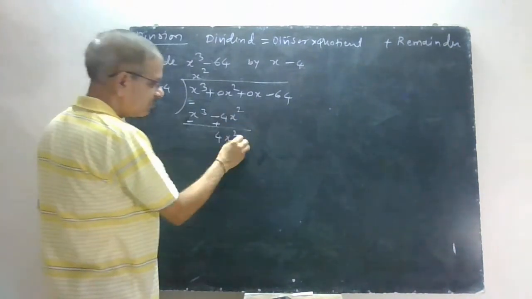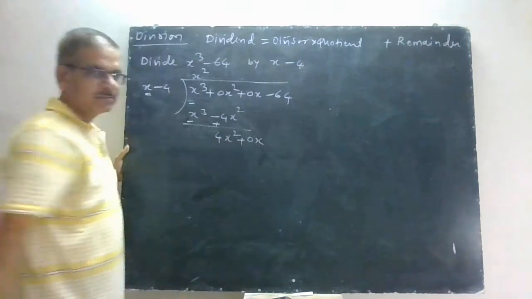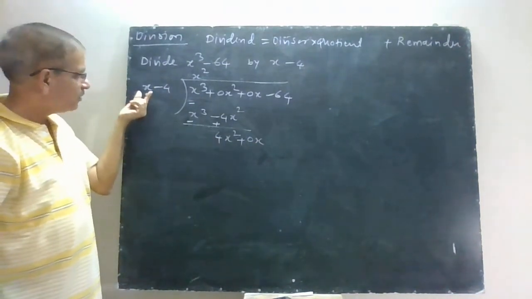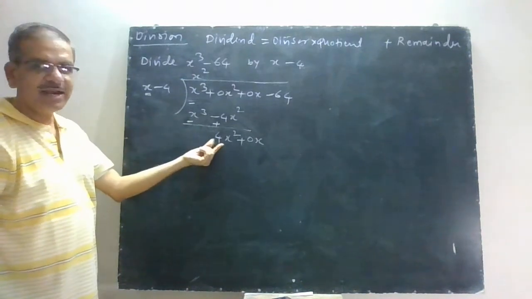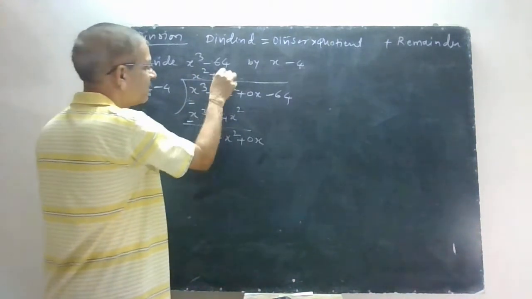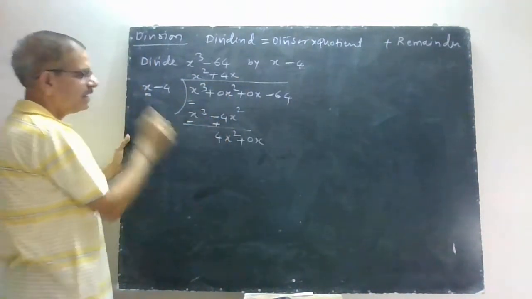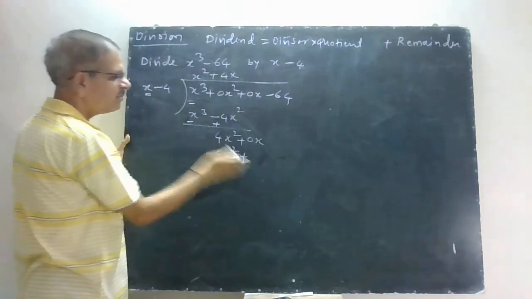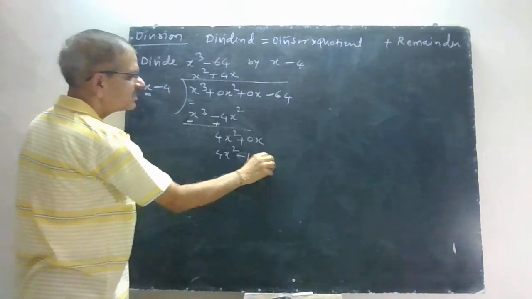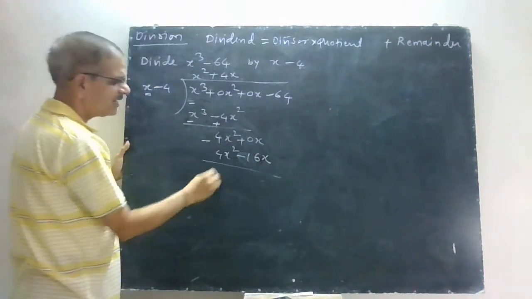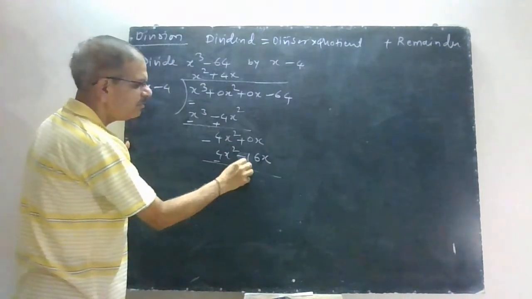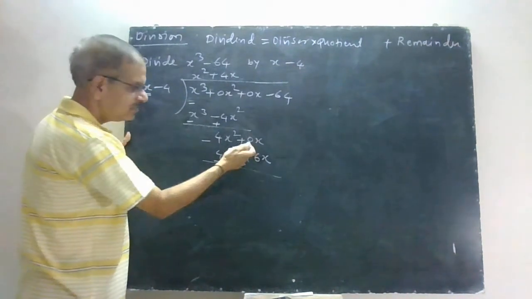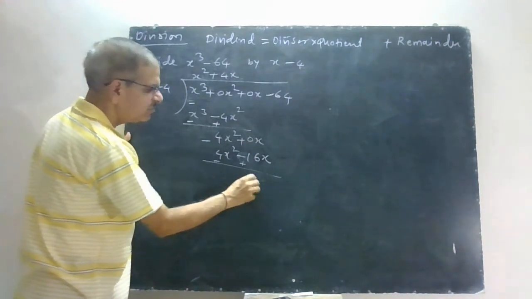Now take the next term, that is 0x. Now concentrate on 4x square and this x. So what should the quotient be? You require 4 and you require x, so it is 4x. When you multiply 4x by x, it gives you 4x square. Then 4x into minus 4 is minus 16x. You subtract that one. This will become minus, this will become plus. 4x square and 4x square definitely cancel. 0x plus 16x gives you 16x.